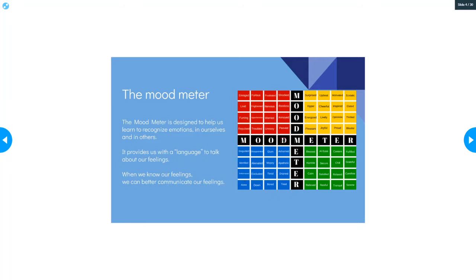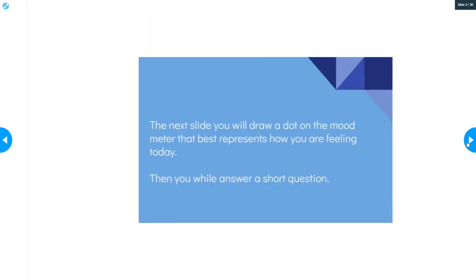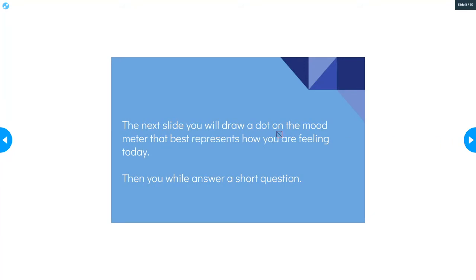Then we get to things that we're feeling in the red. So these are things that have high energy, high negative energy. So we're feeling things like annoyed, uneasy, we're fuming mad, we're livid, we're enraged. So these are high energy, negative feelings in the red. So the next slide we would do, I want you guys to draw a dot on the mood meter. So you'll color in your own dot to tell me how you're feeling. And then after that, we're going to answer a short question.